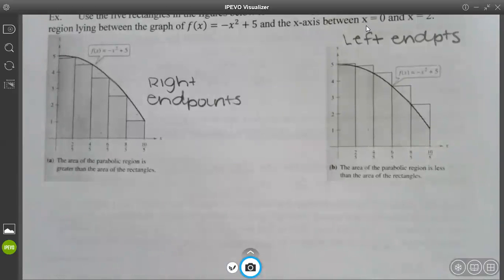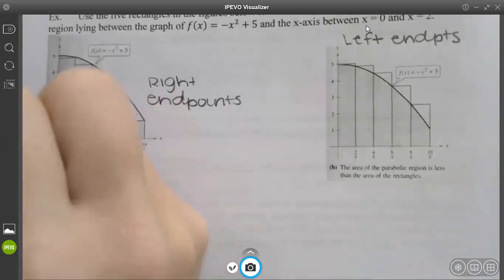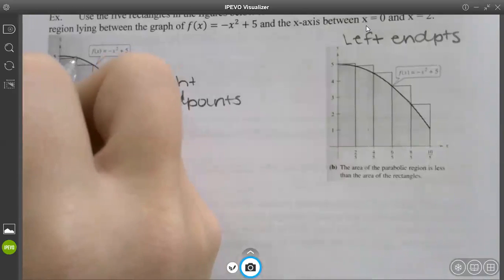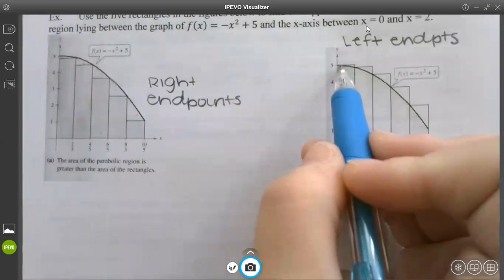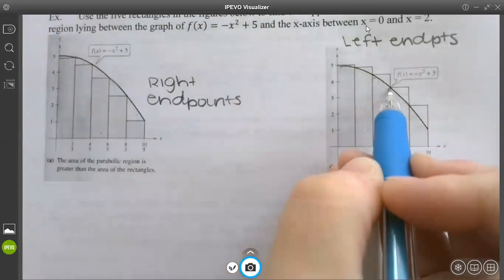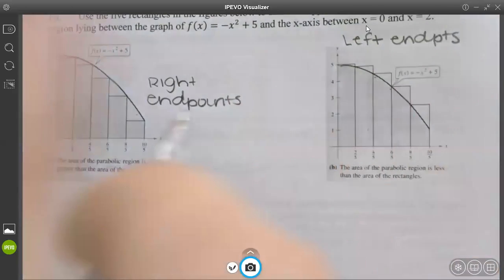All right, so why is it left and right endpoints? If we look at our rectangle, the point that touches the actual curve is the right side of the rectangle. Does that make sense? On this one, when you overestimate, it's the left side of the rectangle that's touching the curve. Got it? All right, so that's the difference in left and right.